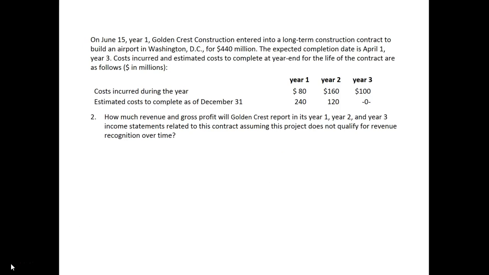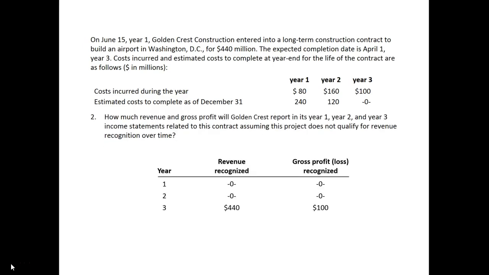Then we have to show what kind of revenue and gross profit is reported if this contract doesn't qualify for revenue recognition over time. Year 1, we would show zeros, 2 zeros, and then in year 3 we would show the entire amount and the total gross profit.